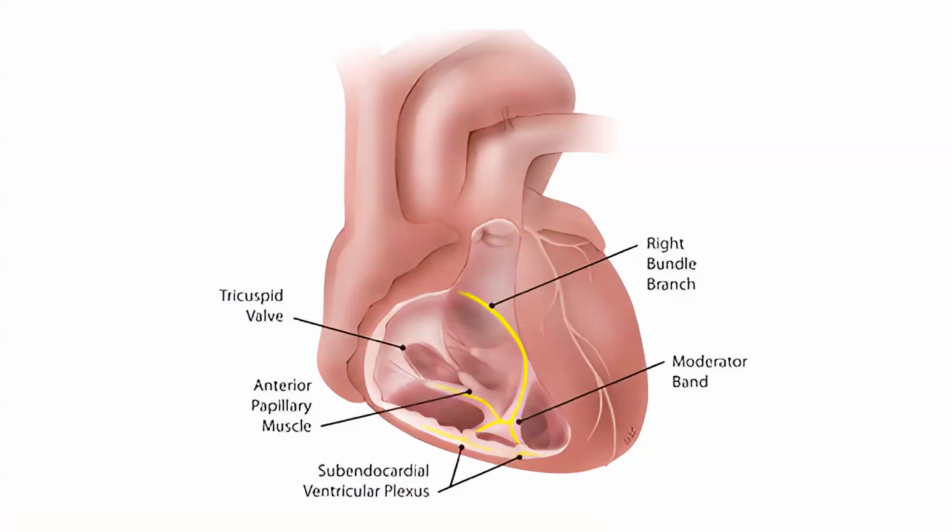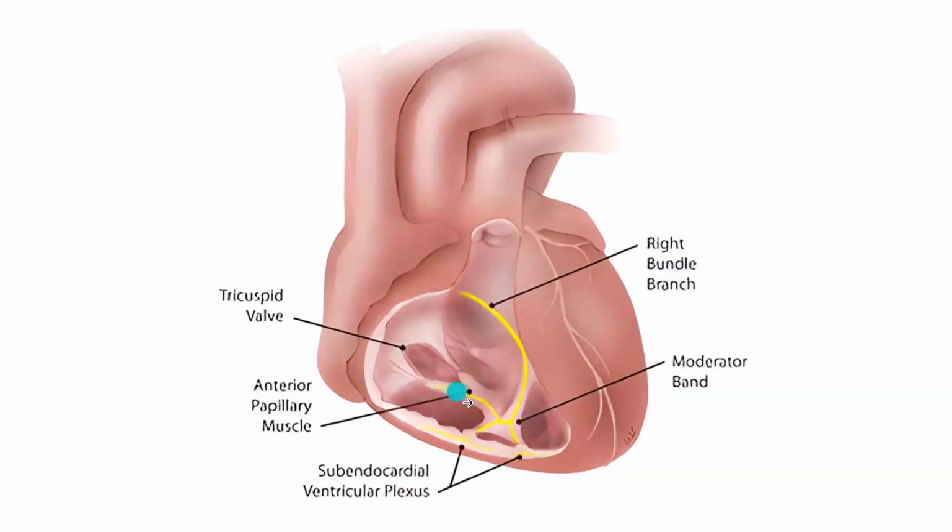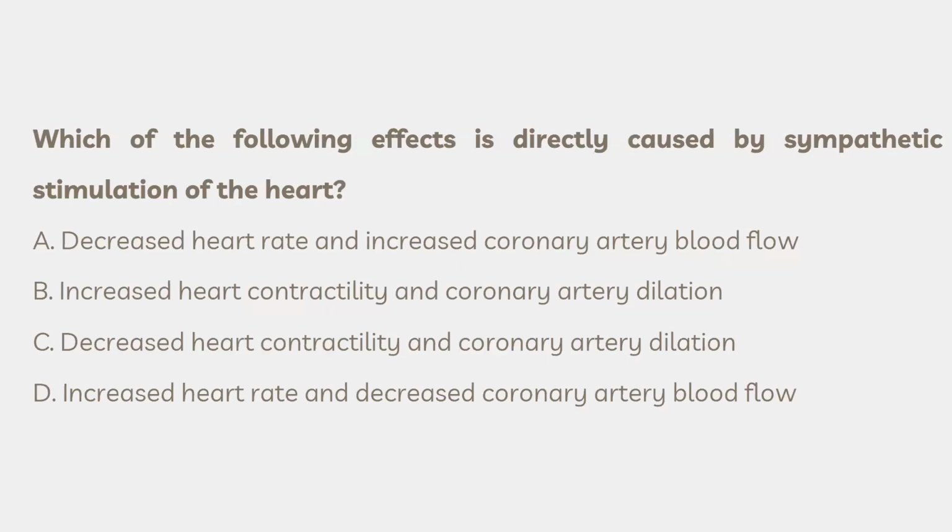So those are its three functions. They were in these three choices right here. It does not anchor the tricuspid valve, because that's done by the papillary muscles and the chordae tendineae. Is that clear? All right, cool. Let's move on.